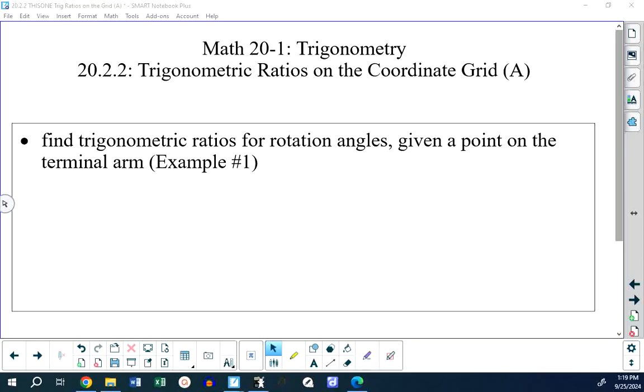This is the big thing. It's critical for Math 30-1 that you understand this. We're going to be looking at finding trigonometric ratios of angles given on the coordinate grid. In other words, sine of a rotation angle, cosine of a rotation angle, tangent of a rotation angle. And I've broken this down into 3 examples because later on when you look at the assignment, questions match the examples in the order that I want you to do them.